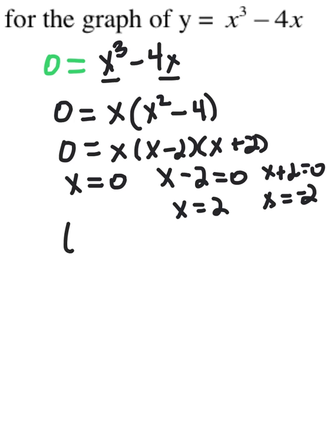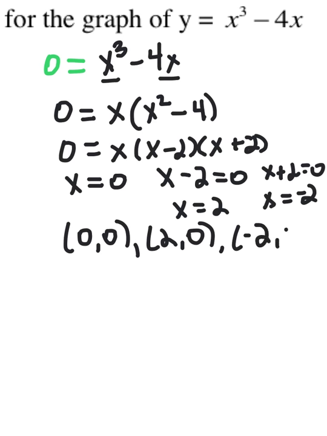All right, one of them is (0, 0). Another one is (2, 0). And the last one is (-2, 0). So that's all the x-intercepts for my function. Now I need to find the y-intercept. Now to find the y-intercept, I'm going to make x 0 and solve for y.